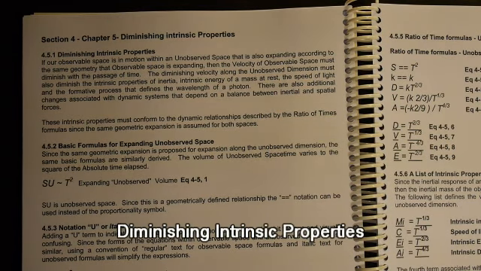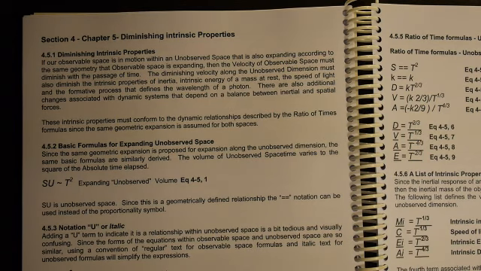Now, this next section deals with diminishing intrinsic properties. If our observable space is in motion within an unobserved space that is also expanding, according to the same geometry that observable space is expanding, then the velocity of unobserved space must diminish with the passage of time. This diminishing velocity along the unobserved dimension must also diminish the intrinsic properties of inertia, the intrinsic energy of a mass at rest, the speed of light, and a formative process that defines the wavelength of a photon.